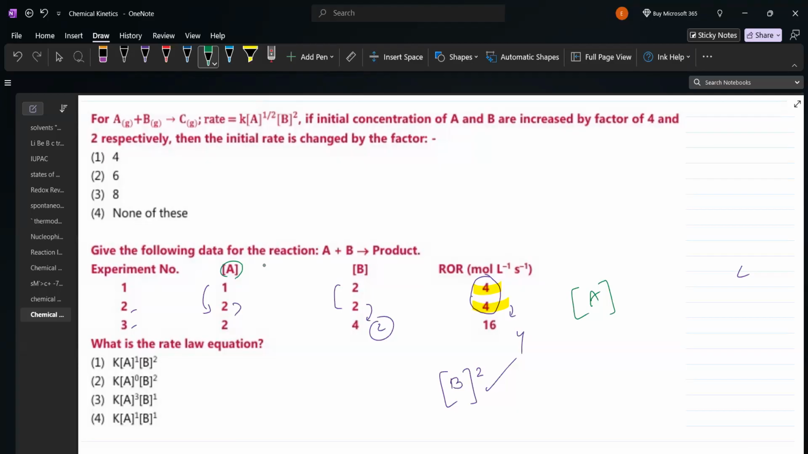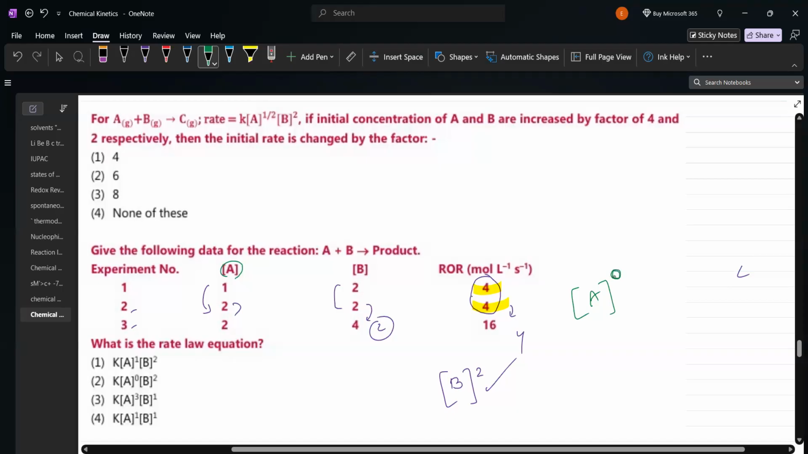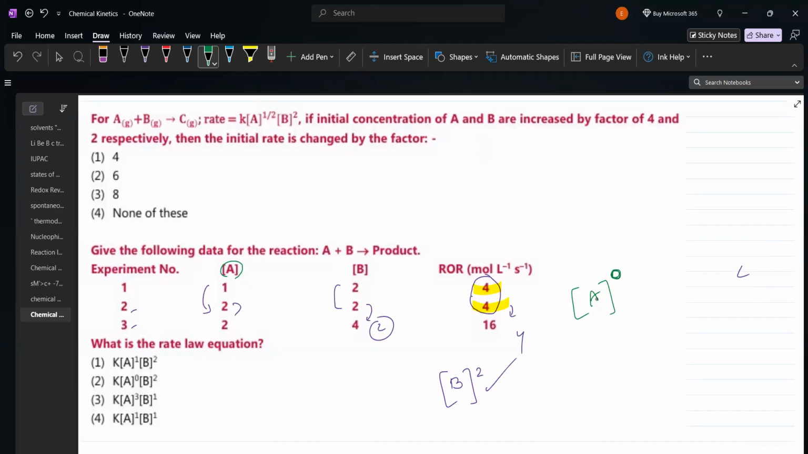True. So when it is not affecting the rate of reaction, then the order should be 0 with respect to A, because you take any concentration of A, it doesn't matter. Are you getting my point? Yes, sir.